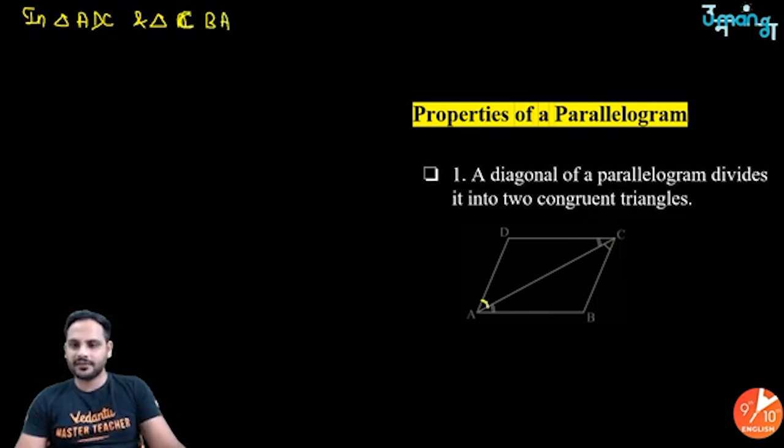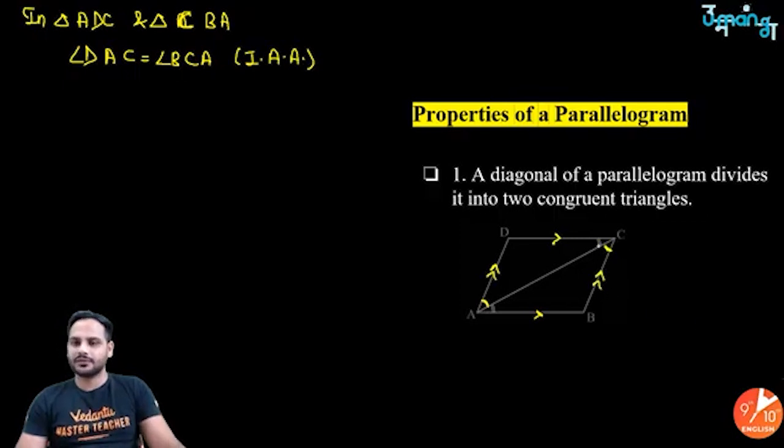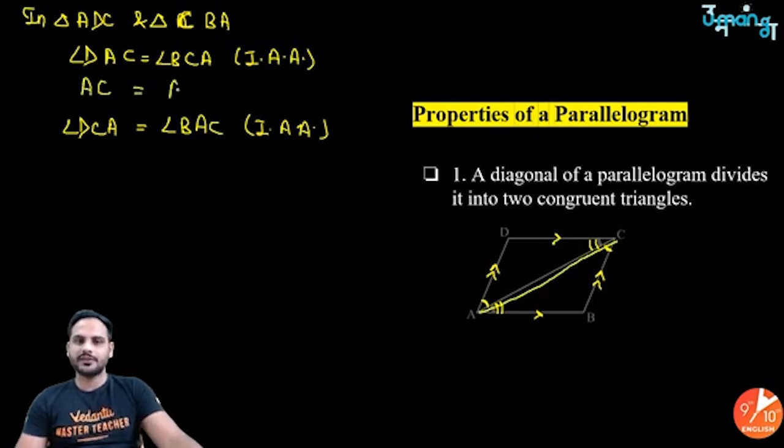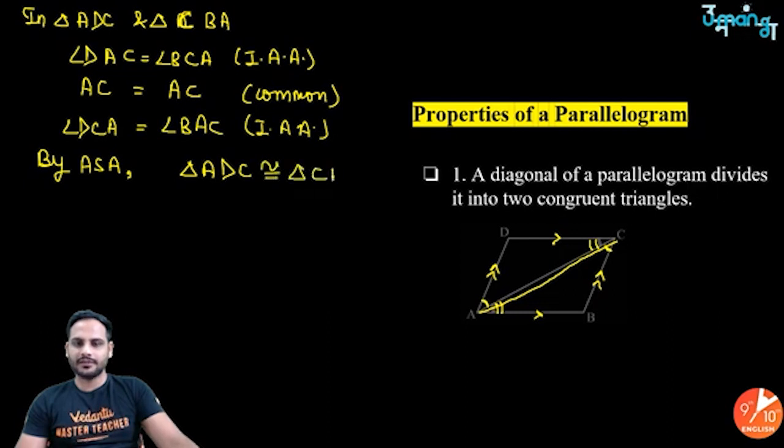ठीक है, देखो बेटा, first thing I can say ki sir, this angle and this angle are equal to each other. So angle DAC is equal to angle BCA because of interior alternate angle, because I know both pairs of opposite sides are parallel, right? So this and this are interior alternate angles. Same with this, and this angle will also be an interior alternate angle, right? So I can say that angle DCA is equal to angle BAC. Again, the reason is interior alternate angle. And then the side which is holding both the angles, AC, that is common. So AC is equal to AC because it is the common side. So you can clearly see by angle side angle rule, triangle ADC is congruent to triangle CBA, right?